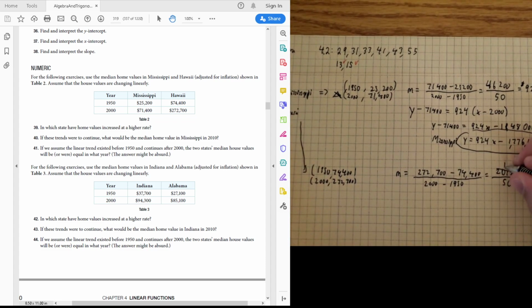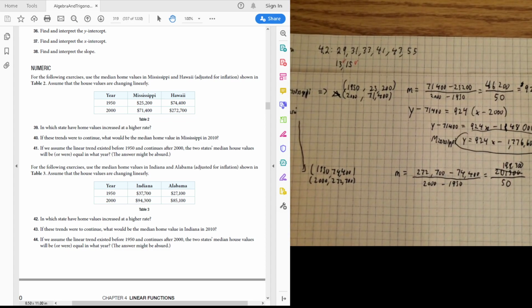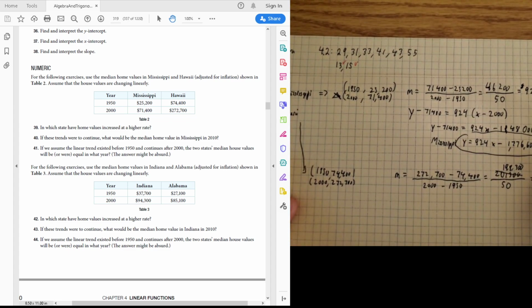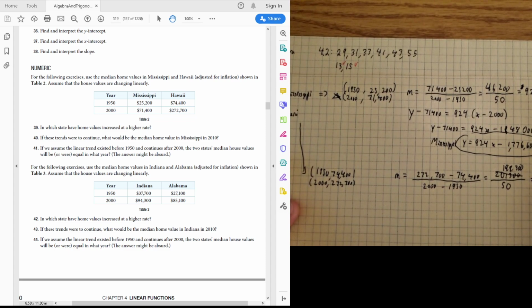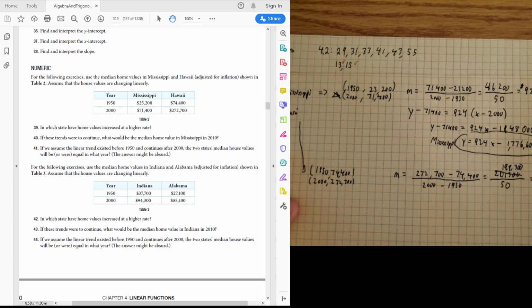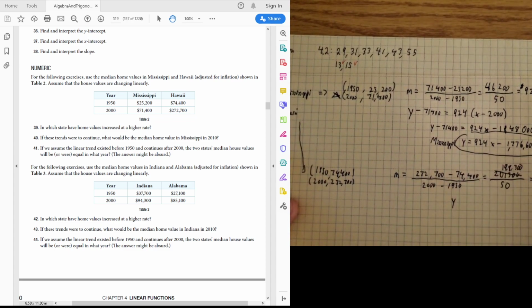I should get 198,300. Small difference, but important. Okay, now I'm going to divide that by 50. I end up with 3966. This tells me that every year the amount it costs to live in Hawaii changed by 3,966. So you can see it's growing a lot faster. That's a comparison we can make directly. And now I can actually start solving this thing.